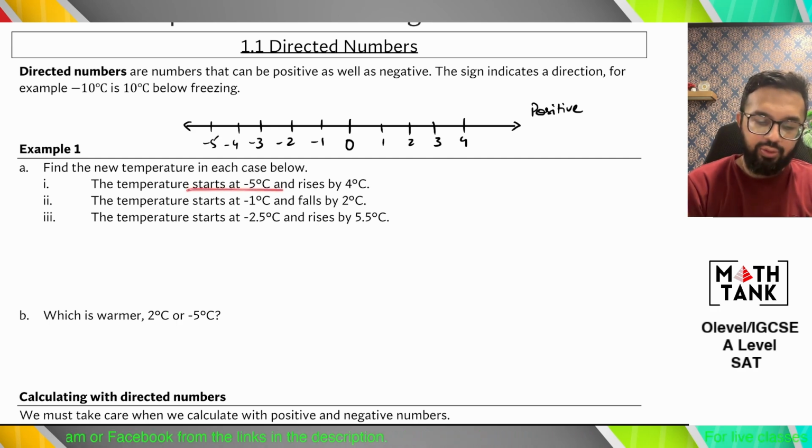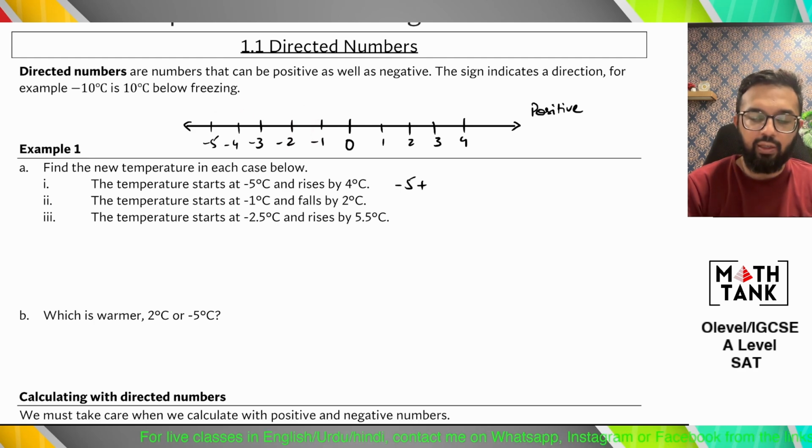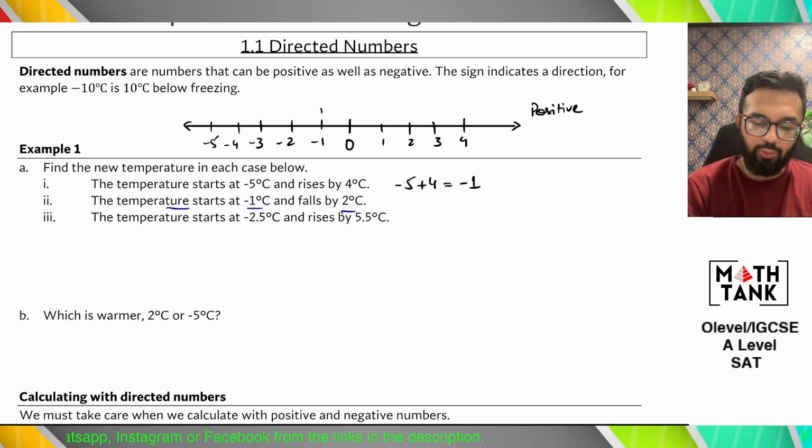This says the temperature starts at -5 and rises by 4 degrees. So what you do is you jump 4 to the right and you end up at -1. It's simply -5 plus 4 that gives you -1. The temperature starts at -1 and falls by 2 degrees. So you go backwards because it's falling. You would end up at -1 -2, which is -3 degrees centigrade for the second one.